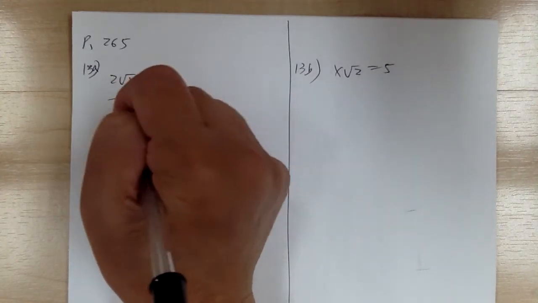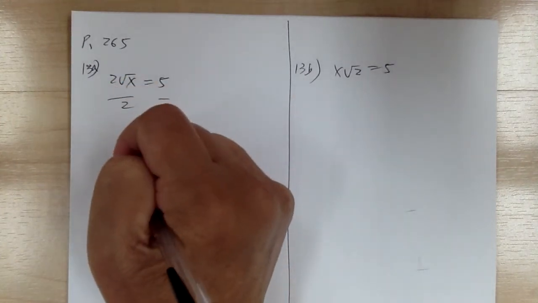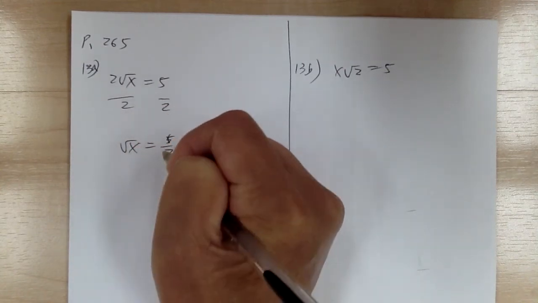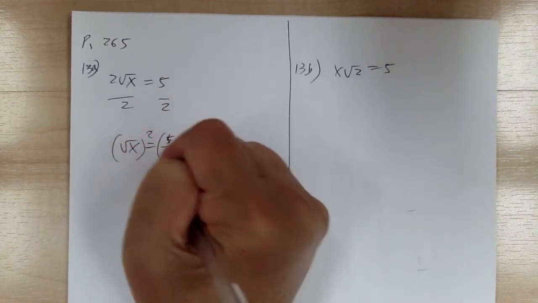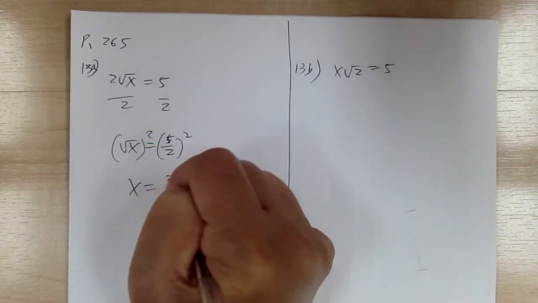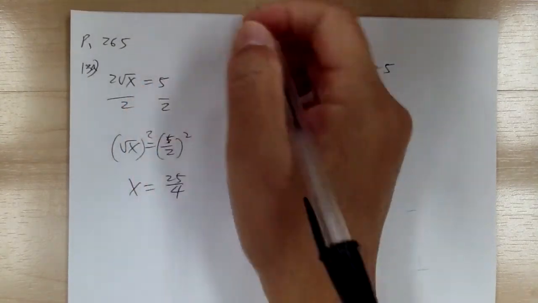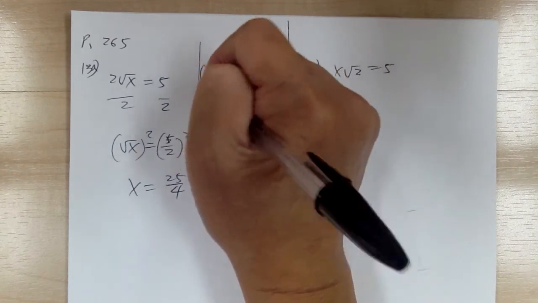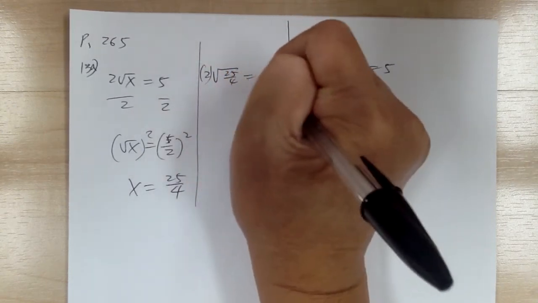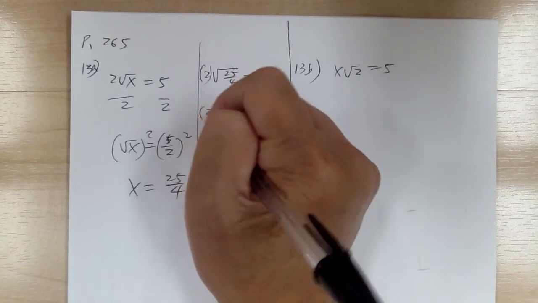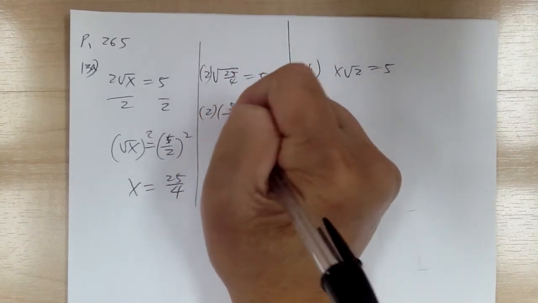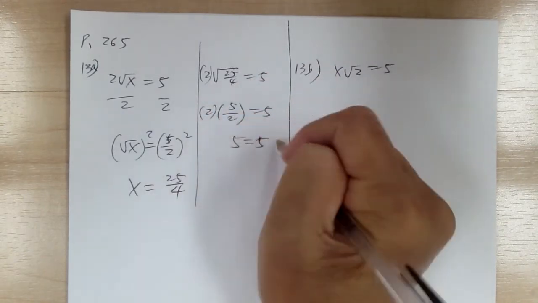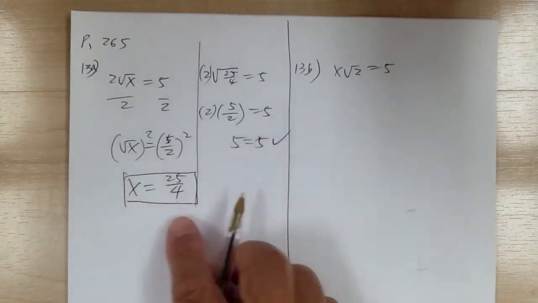So first go and divide by 2. So you got square root of x equal to 5 over 2. Then you square both sides. So you got x equal to 25 over 4. You come over here to put in the original. So you got 2 times square root of 25 over 4 equal to 5. So this one you simplify, you get 2 times square root of 25 is 5, square root of 4 is 2. And so this one cancels, so you got 5 equal to 5. So you can check. So that's your answer.